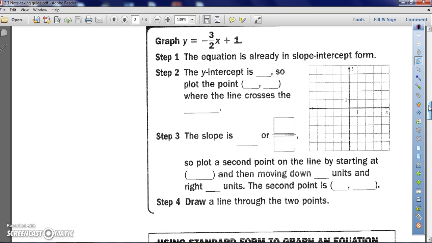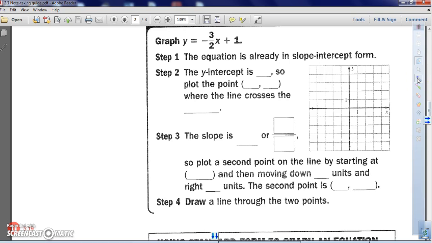Y equals negative 3/2 x plus 1. So first of all, the equation is already in slope-intercept form, so I'm all set there. Secondly, the y-intercept is positive 1. So we want to plot the point 0, 1, where the line crosses the y-axis. So on the y-axis then, I'm going to go up here to positive 1. I'm going to put a point.